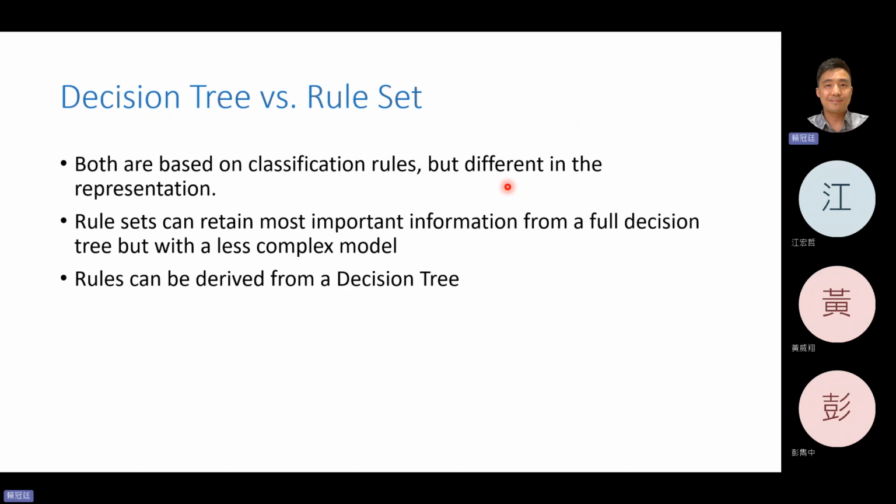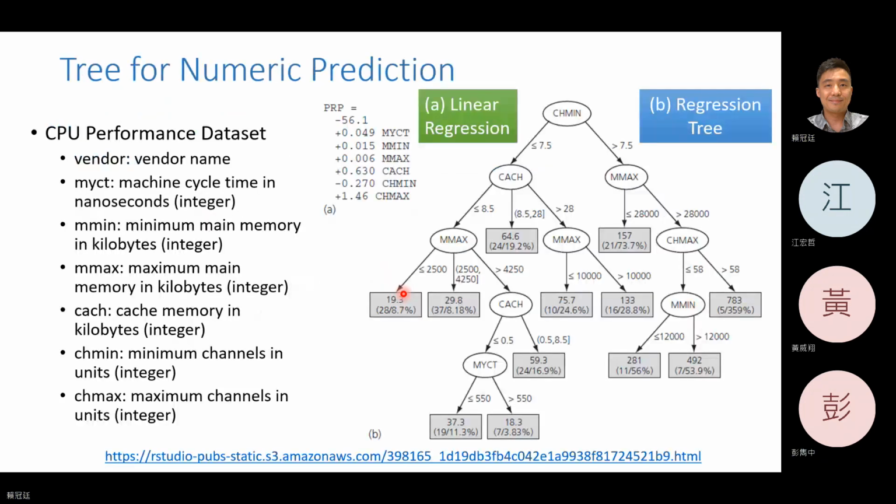Both are based on classification rules, so they are rule-based, but different in the representation. It's just different ways to represent the data. The rule sets can retain the most important information from a full decision tree, but with a less complex model. In practice, we usually learn the decision tree first and then develop rules from the decision tree. I think it's because rules tend to overfit. Using the decision tree, you can focus on one attribute at a time, so it's less prone to overfit.